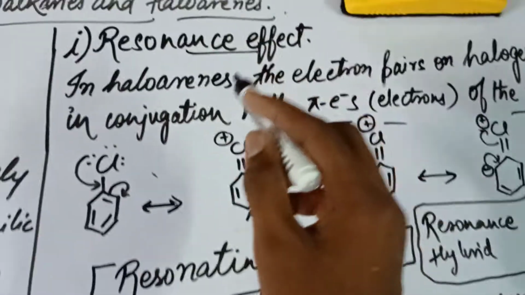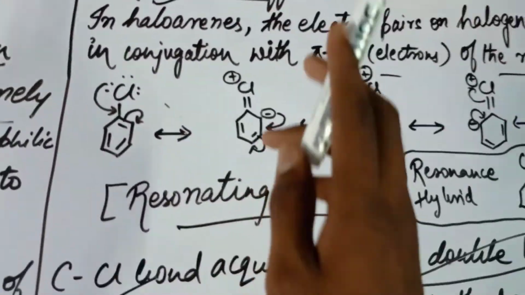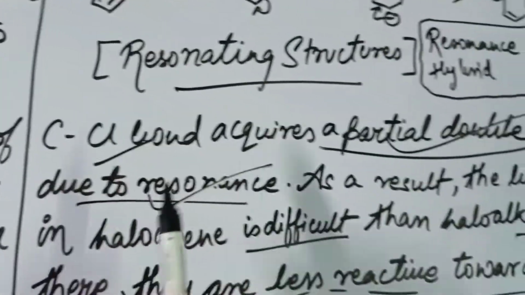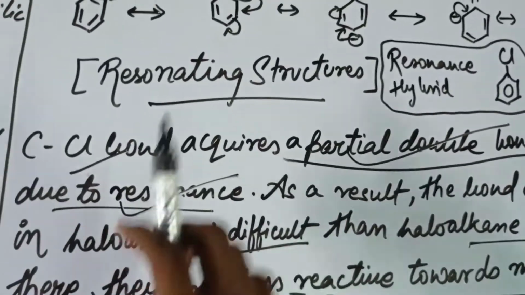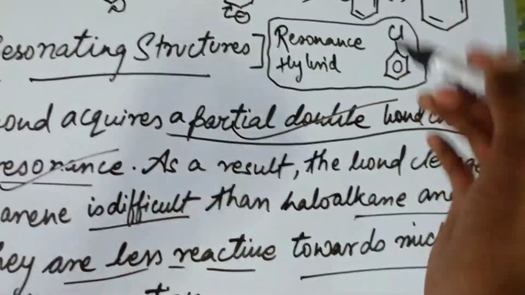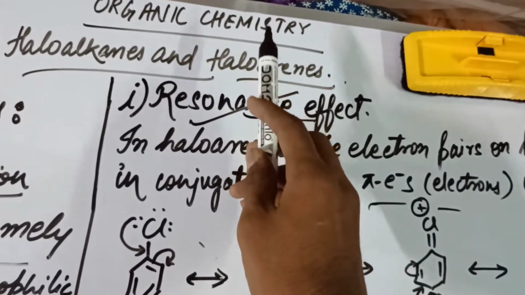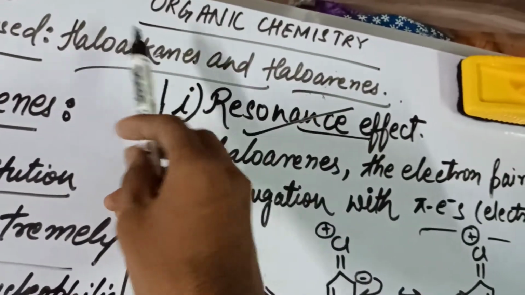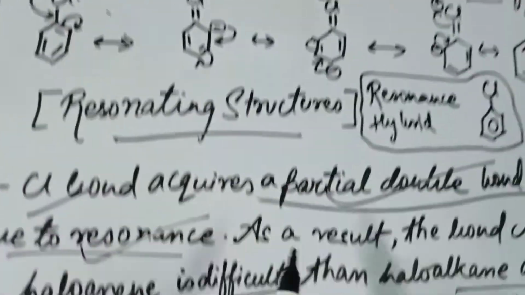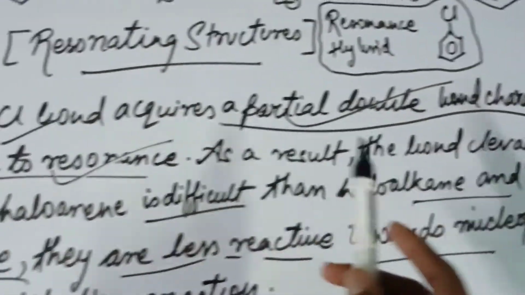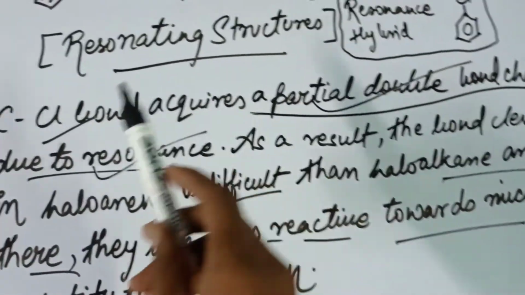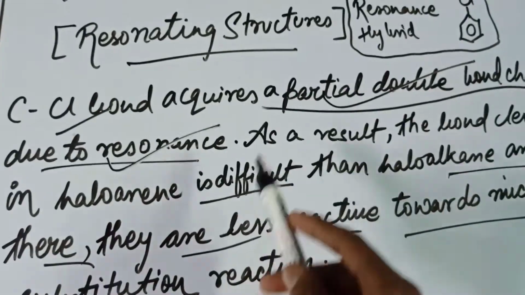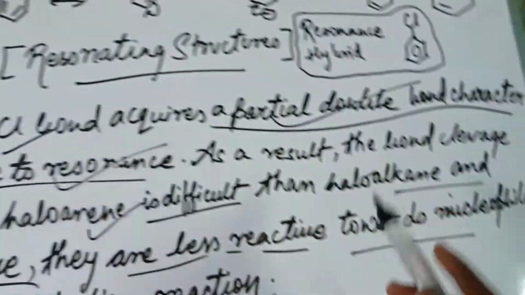So we get our first reason, the resonance effect. The resonance effect says that the C-Cl bond acquires a partial double bond character due to resonance. As a result, the bond cleavage is difficult in haloarene, because here the C-X bond has a partial double bond character, and in haloalkane it doesn't have such a thing. So it is difficult for haloarene in the nucleophilic substitution reaction, so it is less reactive.